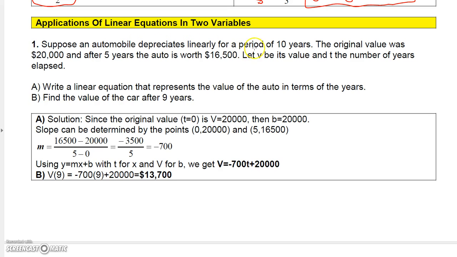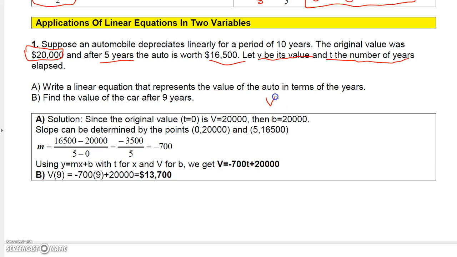An automobile depreciates linearly for a period of 10 years. It says the original value was $20,000, and after 5 years the value dropped to $16,500. Let's let v be its value. That basically will replace the y in our equation, and let's let t be the number of years, and that'll replace the x. Okay, so let's write a linear equation that will represent the value in terms of years.